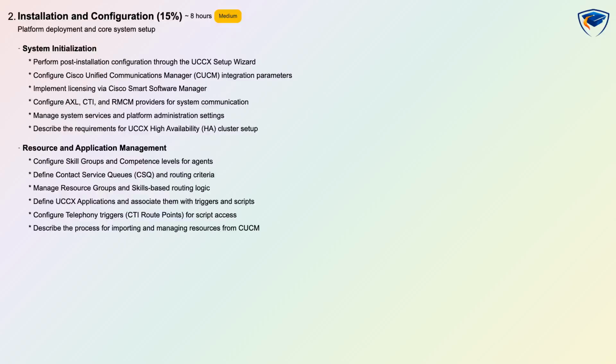Installation and configuration is 15% of the exam. Rated medium difficulty with roughly 8 hours of study and conceptual plus scenario-based assessment. You will practice platform deployment tasks like post-installation setup using the UCCX Setup Wizard, CUCM integration parameters, licensing through Cisco Smart Software Manager, and configuring Axle, CTI and RMCM providers for system communication.